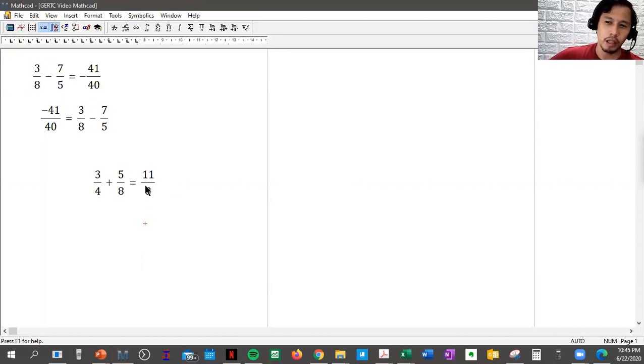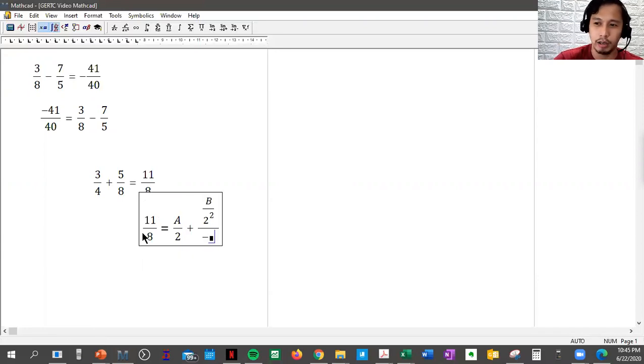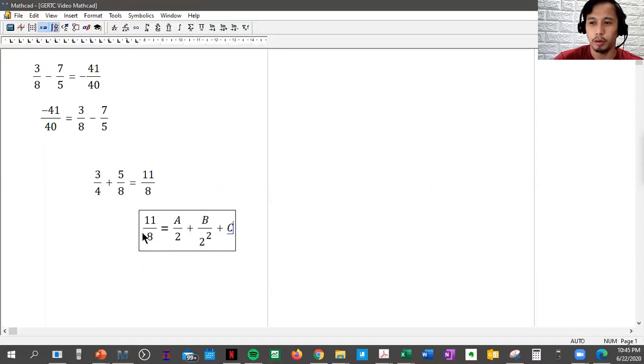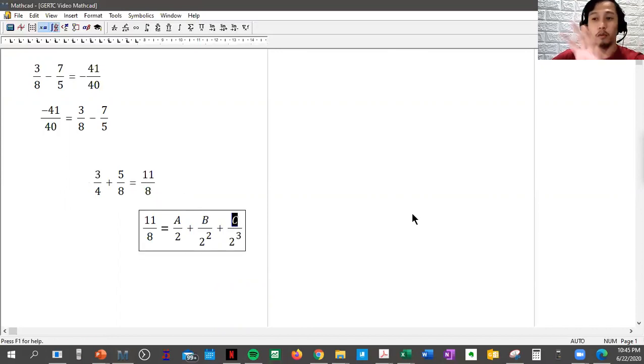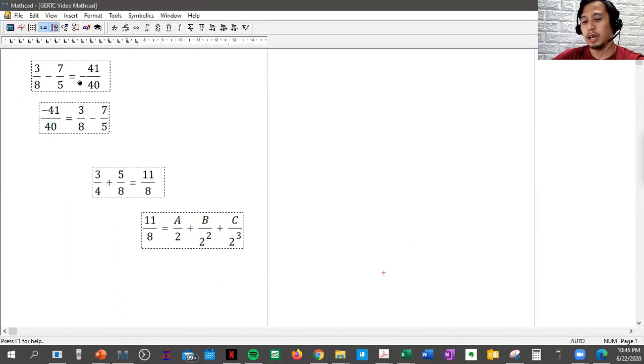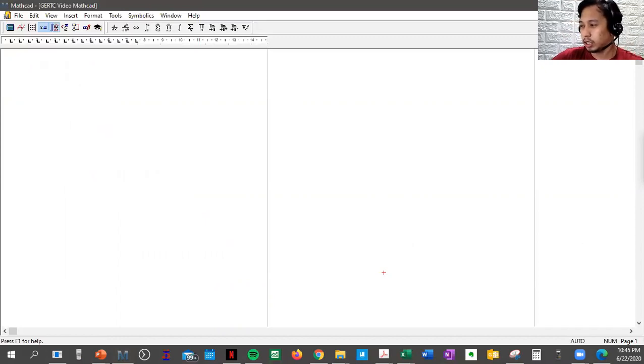If we rewrite 11 over 8 into its partial fractions, it looks like this: A over 2 plus B over 2 squared plus C over 2 cubed. Solving for this, we get that A should be 0, B should be equal to 3, and C should be equal to 5. That is how it goes if we are dealing with numbers, but again, we are dealing with expressions here.